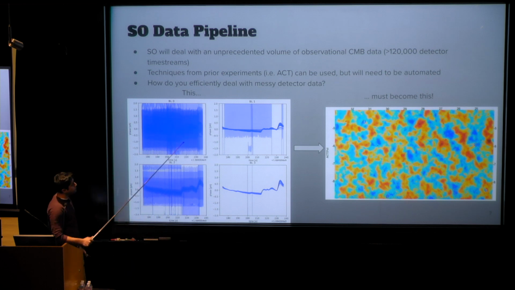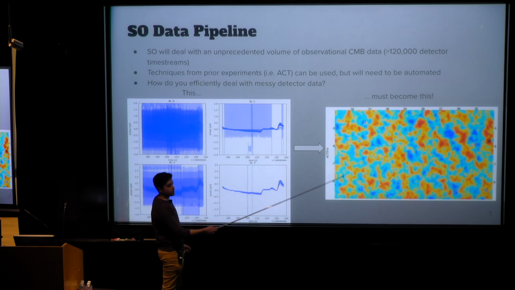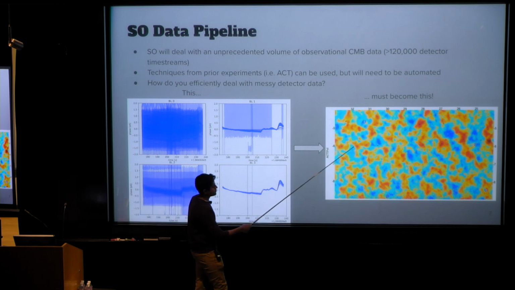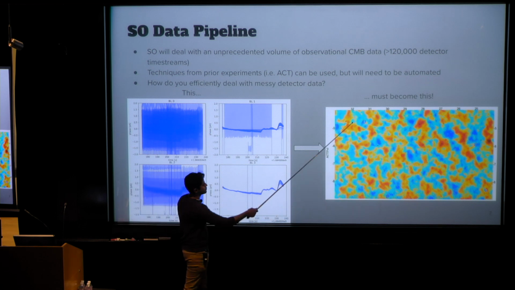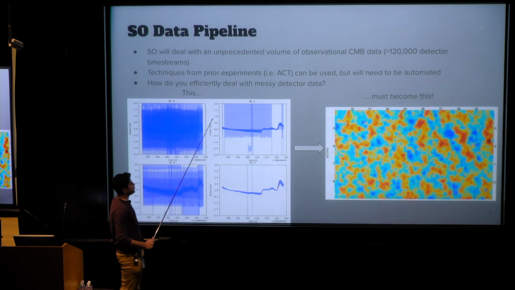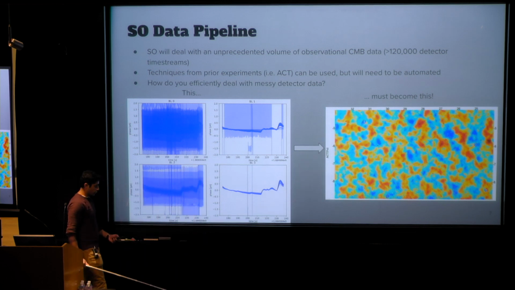So this plot here shows raw detector time streams from the LATR, from the receiver I was standing in front of. And this is really messy. This isn't even looking at the sky. This is actually pretty dormant. This has to become this CMB map here or something like it. You can see point sources. You can see structure in the CMB. You can see clusters, which are circled here. How do you go from this to that? And that's sort of been the focus of what I've been doing here.